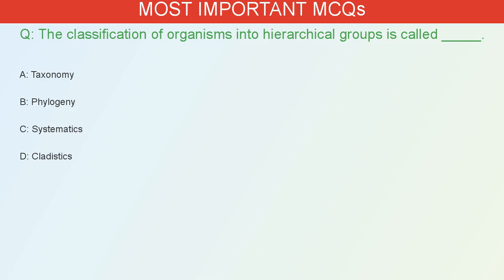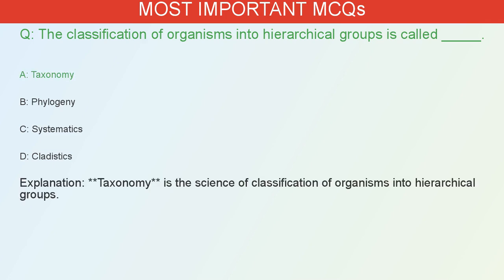A. Taxonomy. B. Phylogeny. C. Systematics. D. Cladistics. The correct answer is A, taxonomy. Taxonomy is the science of classification of organisms into hierarchical groups.